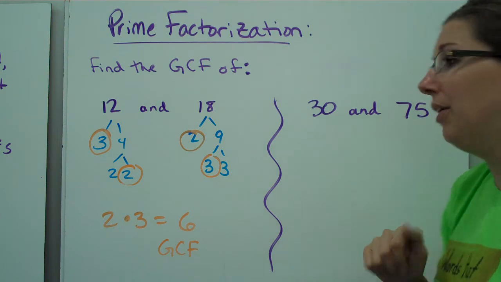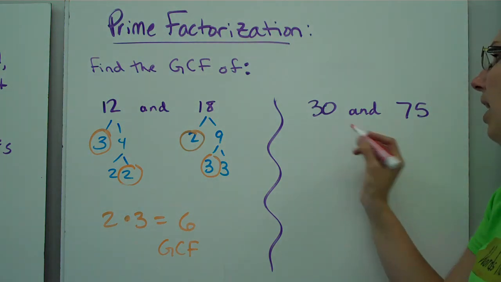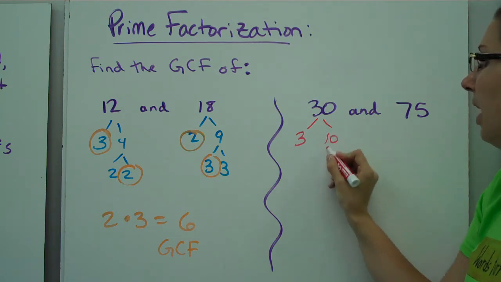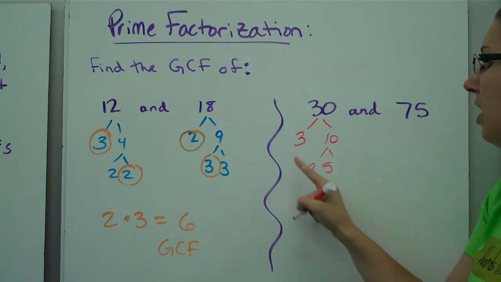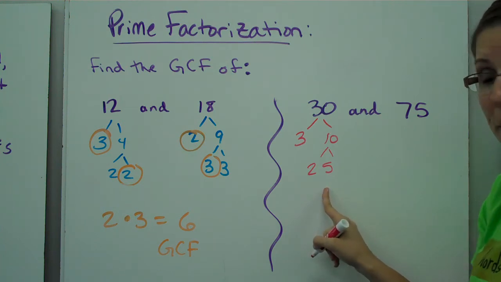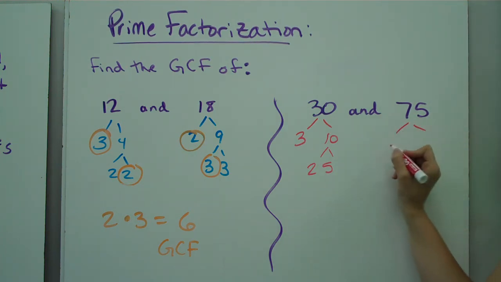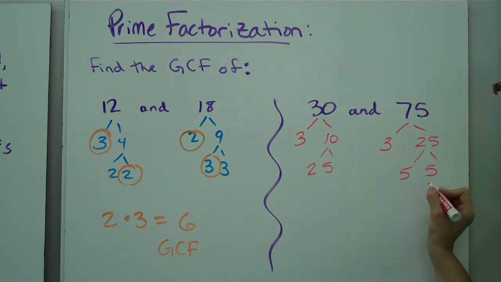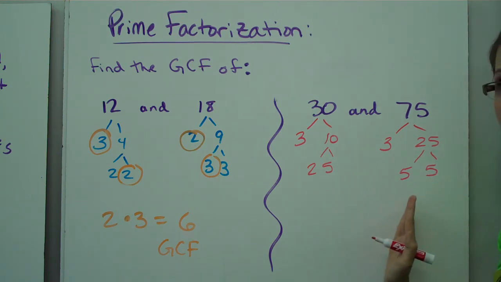So let's do one together. I've got 30 and 75. Well, I know that 3 times 10 is 30, and then 2 times 5 is 10. So all of my numbers down here are prime numbers, so I'm good here. Then I've got the number 75. I know that 3 times 25 is 75, and 5 times 5 is 25. So I've got my prime factorization of the number 75 here.